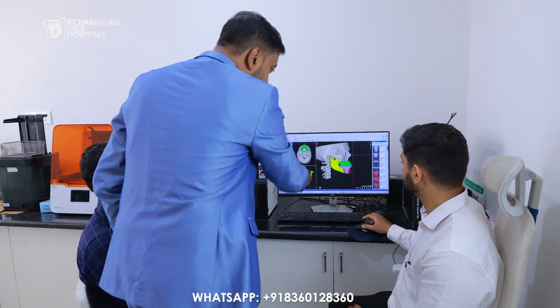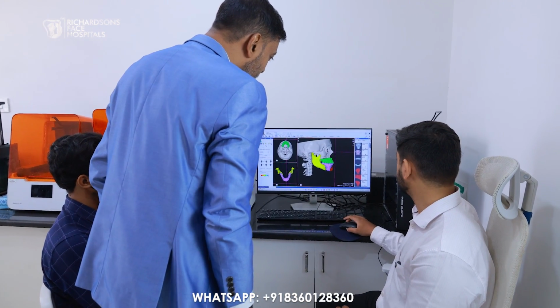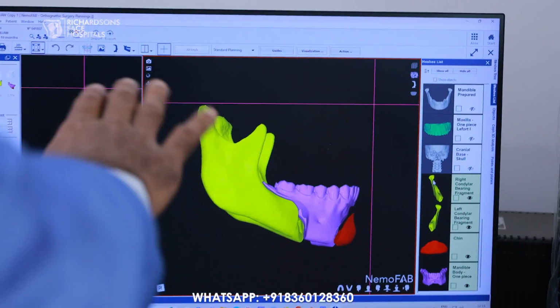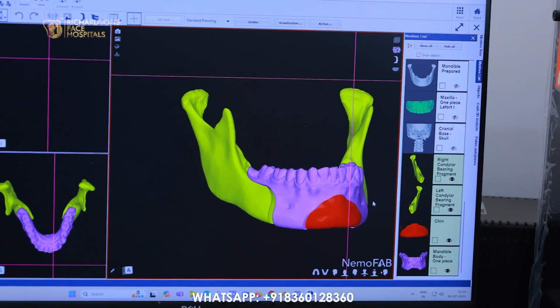All right, now show the lower jaw alone. How many millimeters did you show that? So the upper jaw is gone now. We're moving on to the lower jaw alone.